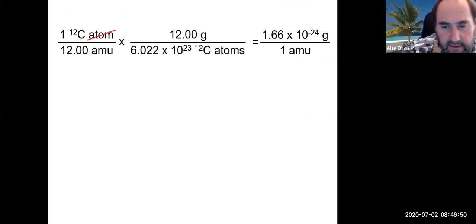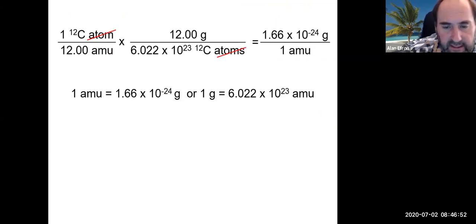All right, so these are just some of the conversions, and you probably won't be doing too many conversions between grams and AMU, but just to illustrate here, 1 gram is 6.022 times 10 to the 23 AMU, or 1 AMU is 1.66 times 10 to the minus 24 grams. This relationship here, and you can kind of see it, is our Avogadro's number.